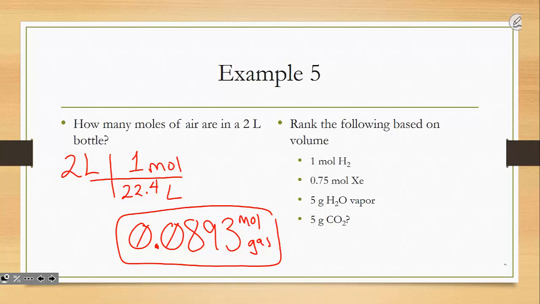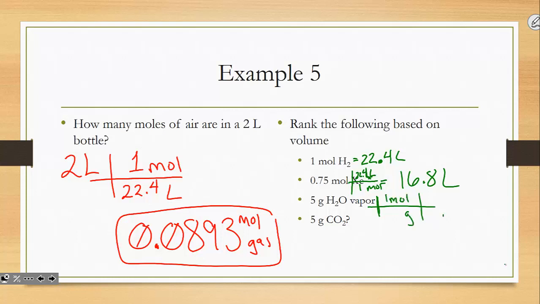If we're asked to rank gases, if we know how much gas we have, we know that 1 mole of any gas is 22.4 liters. So 3/4 of a mole, if I have moles and I want to know how many liters that is, 22.4 liters is 1 mole. This is about 16.8 liters of gas. If we have a mass, we would have to change from mass into moles, and then from moles into liters.